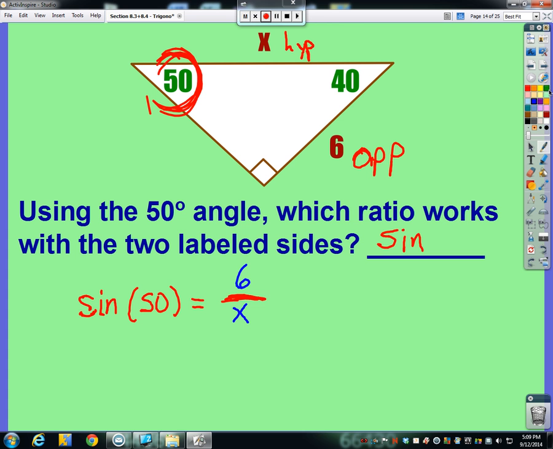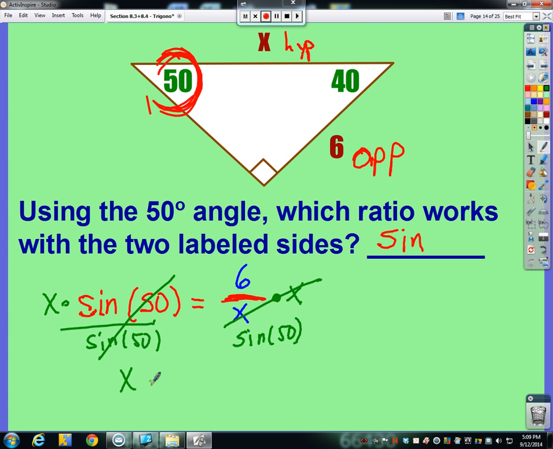Now to solve this, we're just going to do the same thing we did before. Let's multiply both sides by x. Boom, gone. And then let's divide the sine of 50 over. Now the sine of 50 is, again, just a decimal, so we're just going to divide this decimal over. We don't care what the sine of 50 is as a decimal, because now we're going to throw it into our calculator. So 6 divided by the sine of 50.